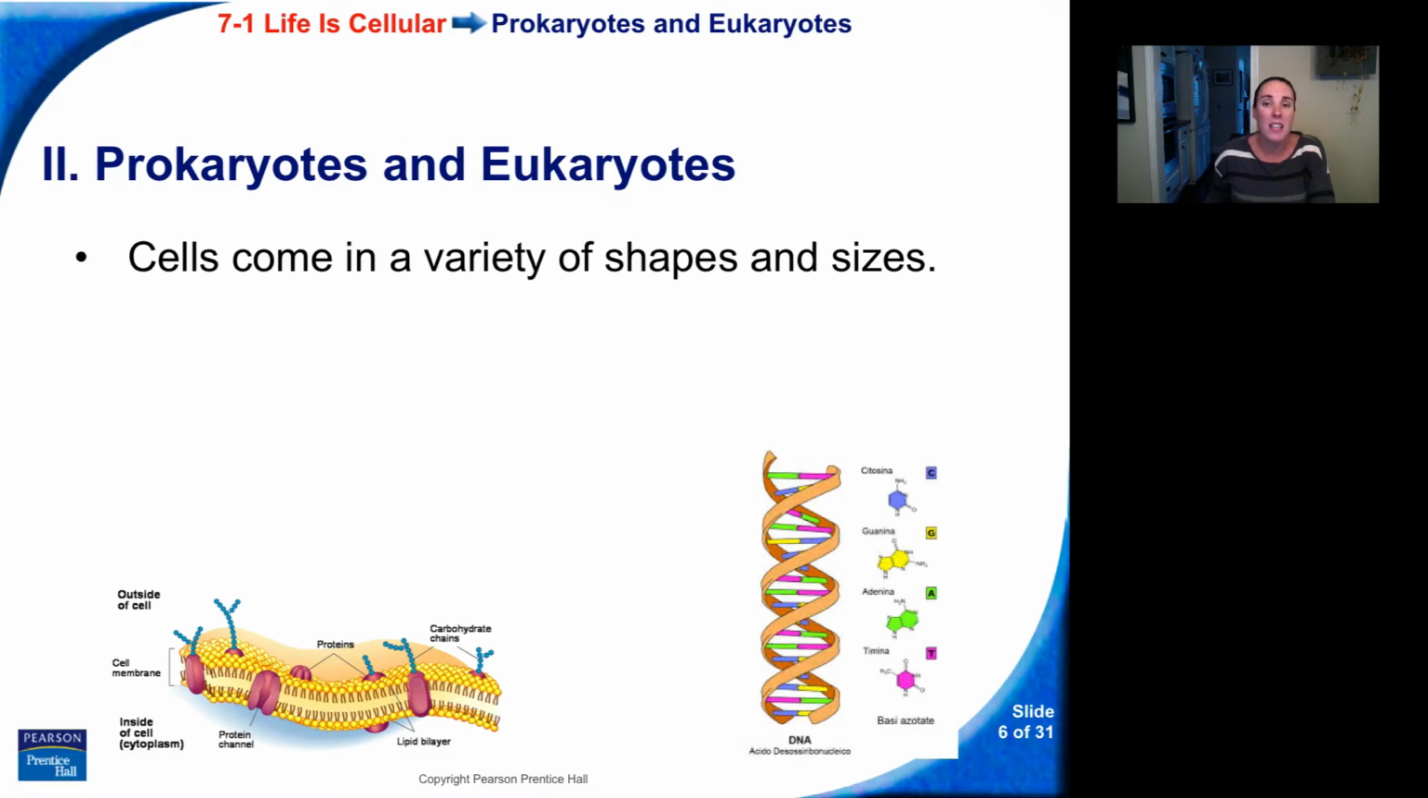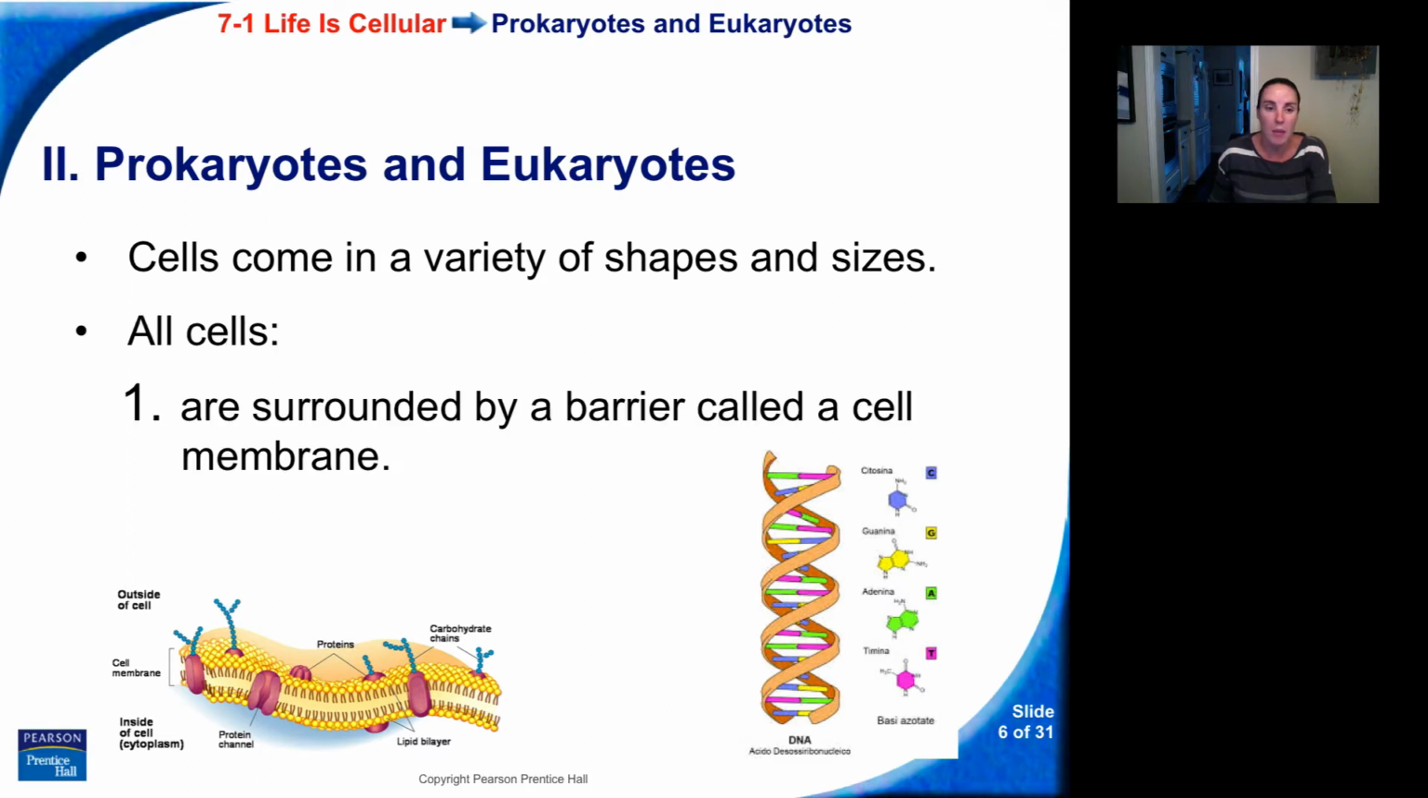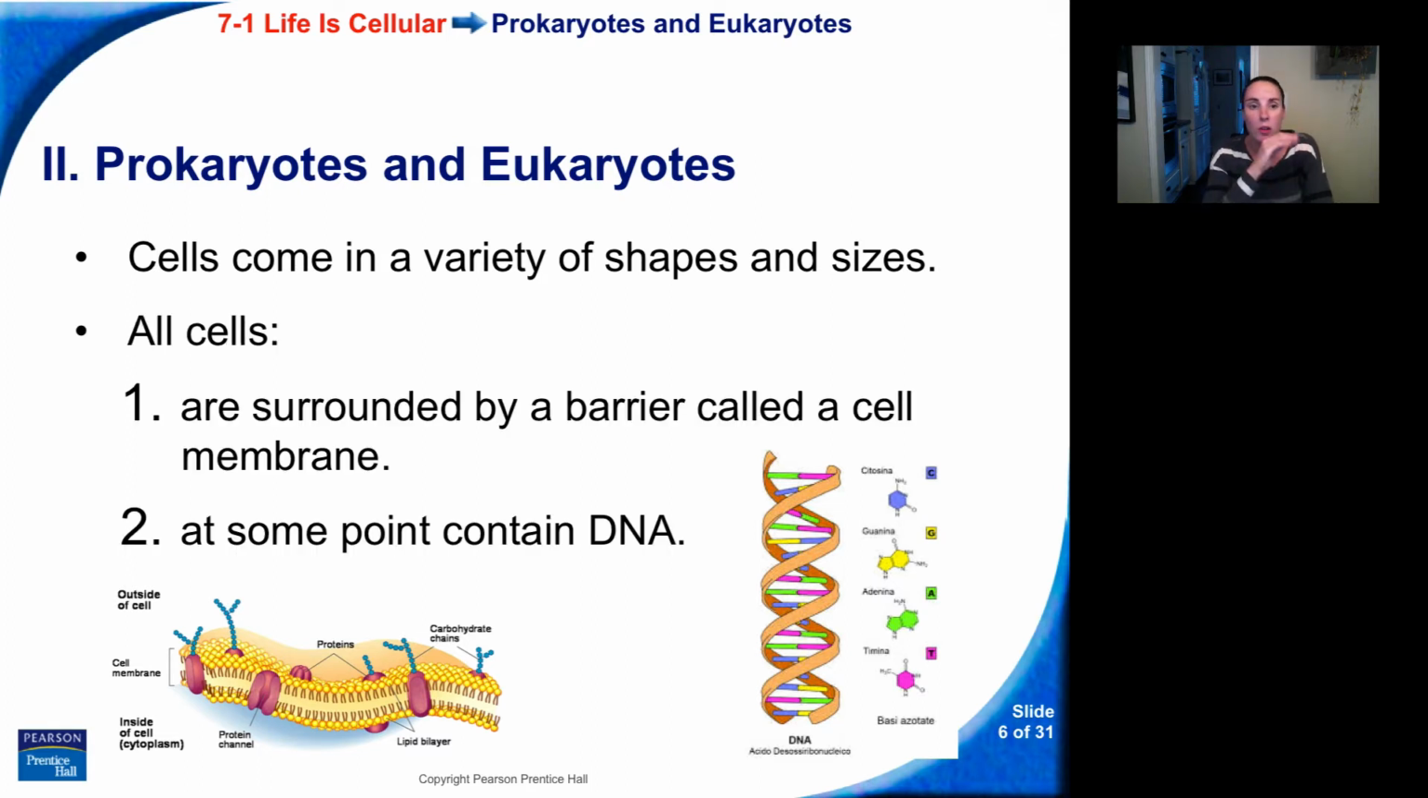There are two main types of cells, prokaryotic cells and eukaryotic cells, or prokaryotes and eukaryotes. Cells come in a variety of shapes and sizes, but they have two things in common. No matter if they're a prokaryotic cell or a eukaryotic cell, they are all surrounded by a barrier called a cell membrane. Here's a picture of the structure of a cell membrane. All cells contain DNA and have a cell membrane.